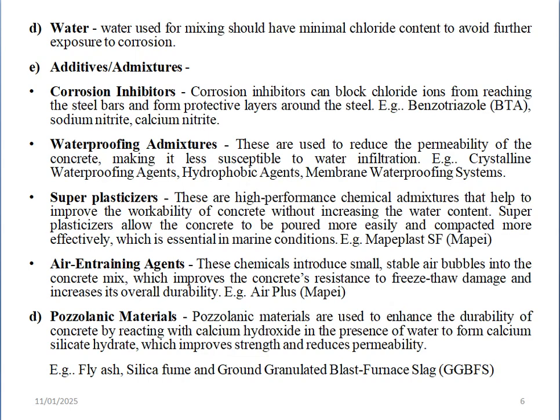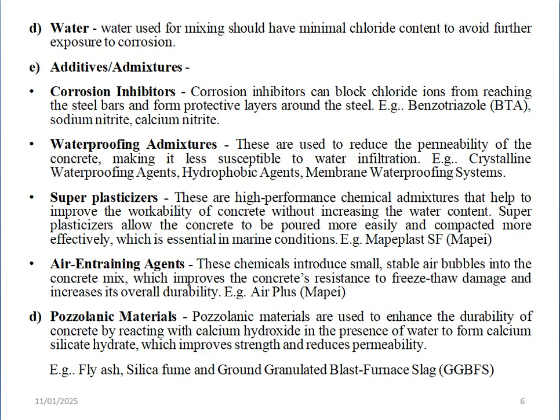Additives or admixtures. Corrosion inhibitors. Corrosion inhibitors can block chloride ions from reaching the steel bars and form protective layers around the steel. For example, benzotriazole, sodium nitrite, and calcium nitrite. Waterproofing admixtures. These are used to reduce the permeability of the concrete, making it less susceptible to water infiltration. For example, crystalline waterproofing agents, hydrophobic agents, and membrane waterproofing agents.